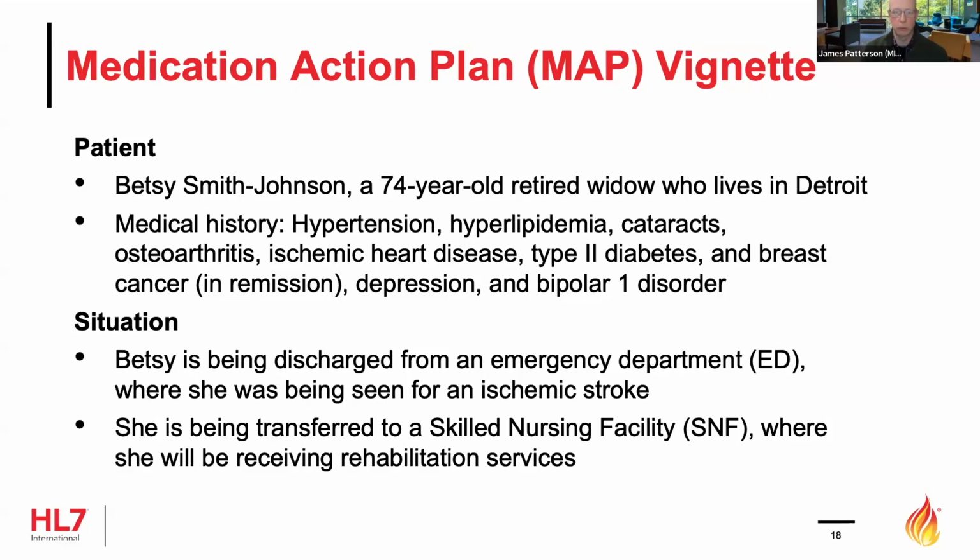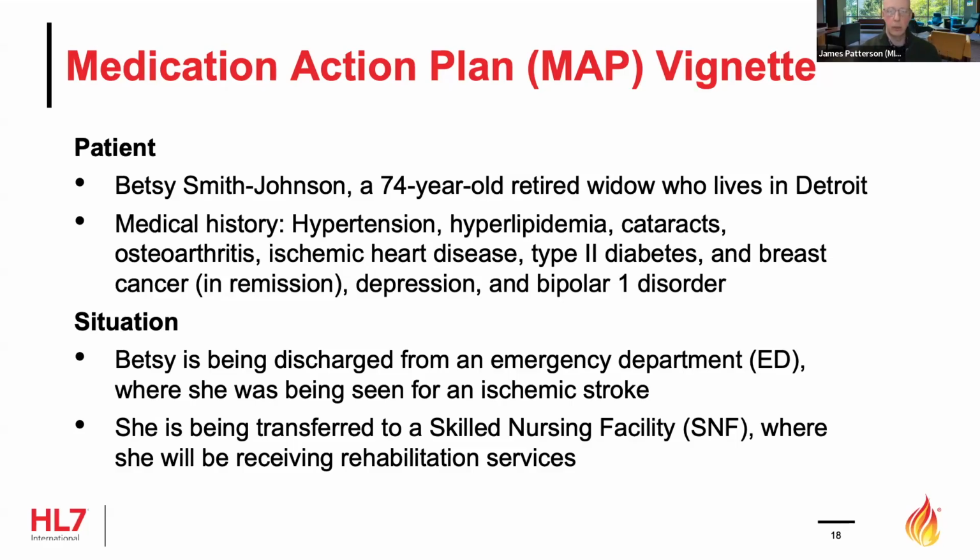She is a 74-year-old retiree that lives in Detroit. She has an extensive medical history across many different problems, including hypertension, cataracts, ischemic heart disease, type 2 diabetes, breast cancer, depression, and bipolar disorder, bipolar 1. That means she has an extensive list of medications and things of that nature.